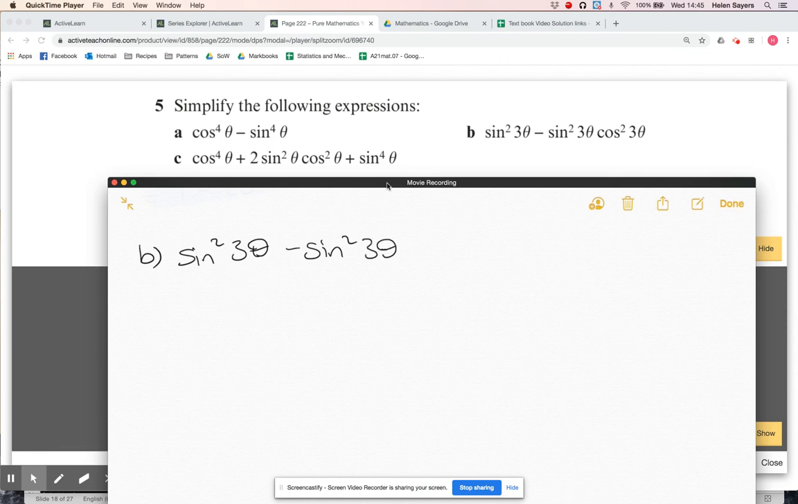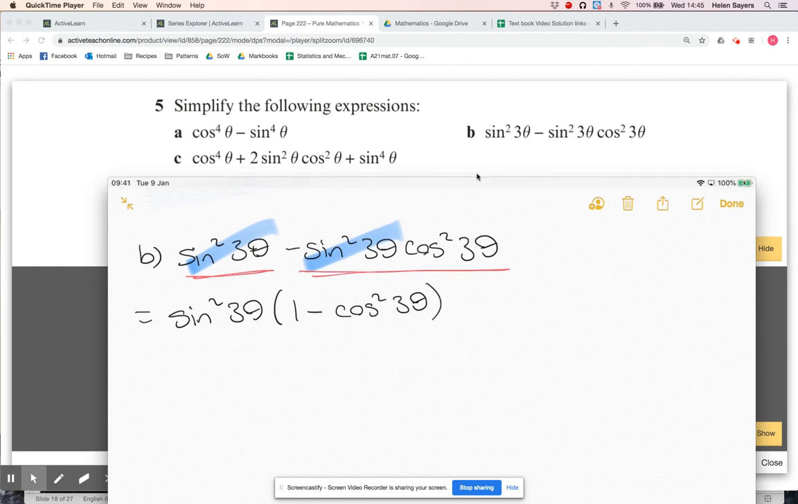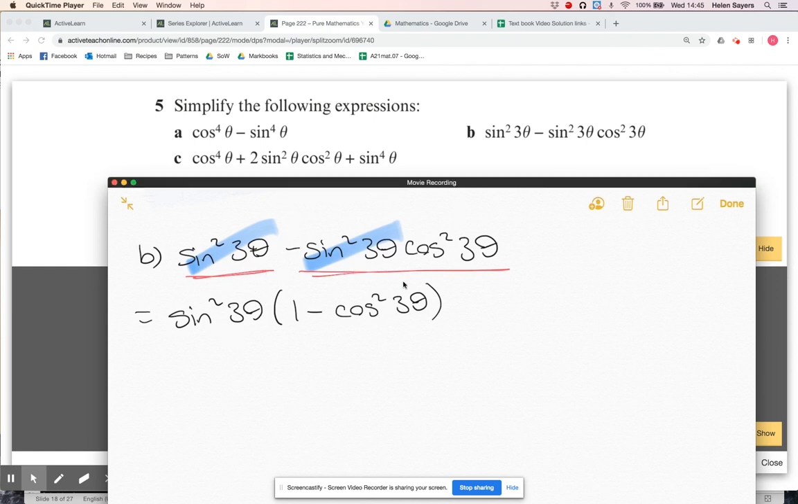So the other thing I can spot is I've got a common factor of sine squared 3 theta. So if I take sine squared 3 theta out as a common factor, I'll be left with 1 minus cos squared 3 theta. All I've done, so I had 2 terms. That was my first term, and that was my second term. So I've taken sine squared 3 theta out as a common factor. That's something you've been doing for years now, but it just looks so much more complicated because of all this 3 theta and all this trig.